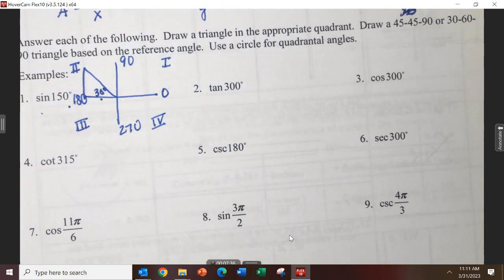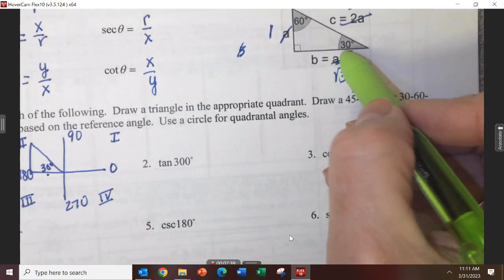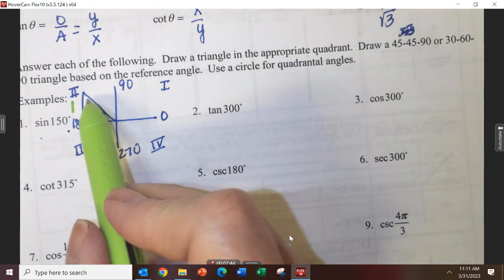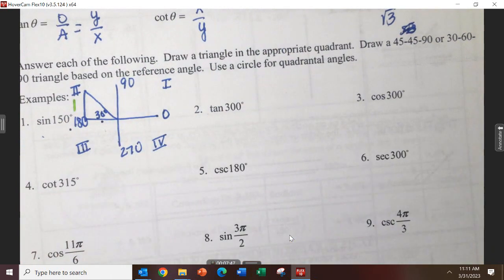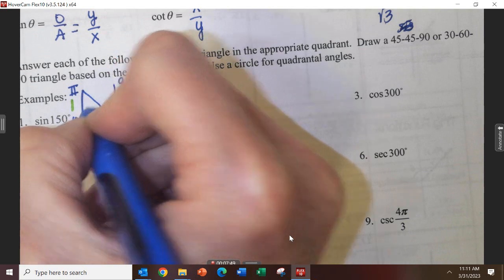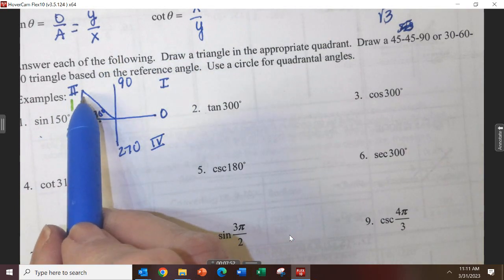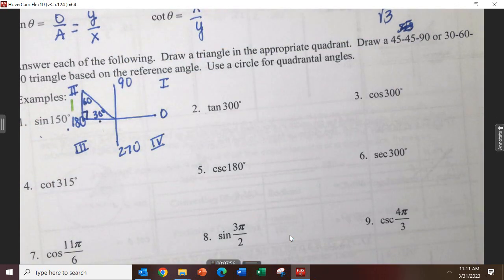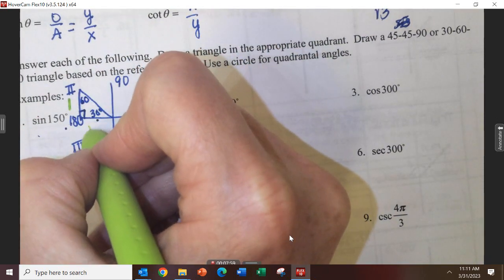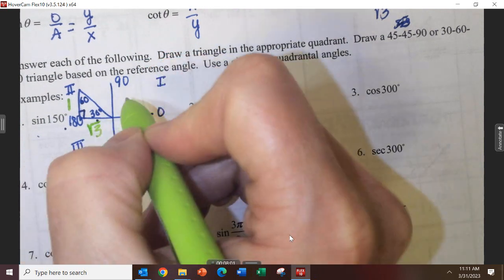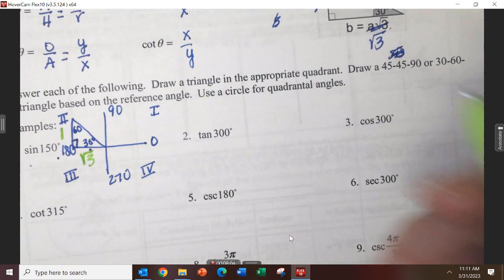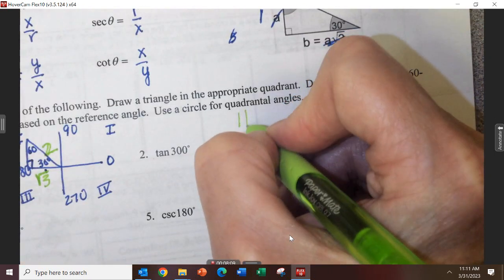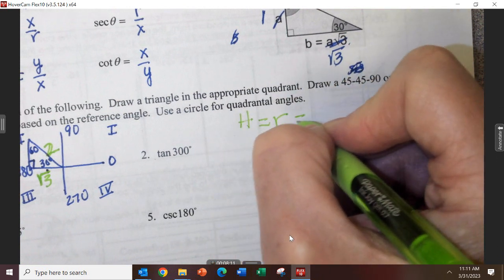Now we want to label those sides appropriately. Across from the 30 is always going to be 1. Across from the 60, see, look guys, we created this, dropped this down to make a right angle. So that's 30, that's 90. What's left for that one? 60, right? What goes across from the 60? Radical 3. And then what goes across from the 90? 2.